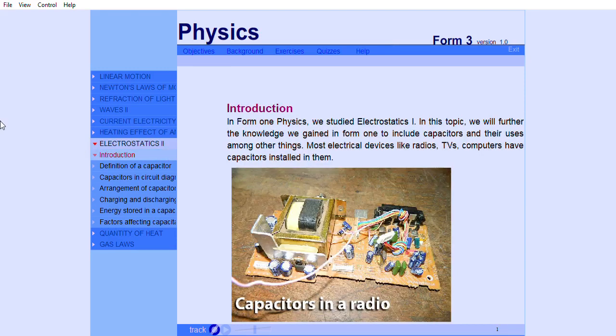In Form 1 Physics, we studied Electrostatics 1. In this topic, we further the knowledge we gained in Form 1 to include capacitors and their uses, among other things. Most electrical devices like radios, TVs, computers have capacitors installed in them.